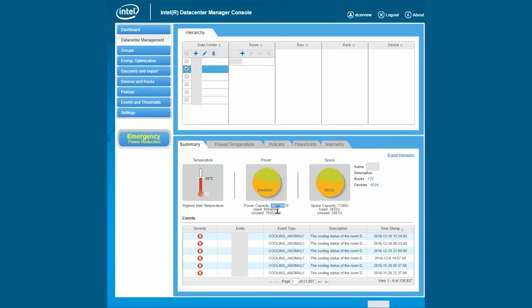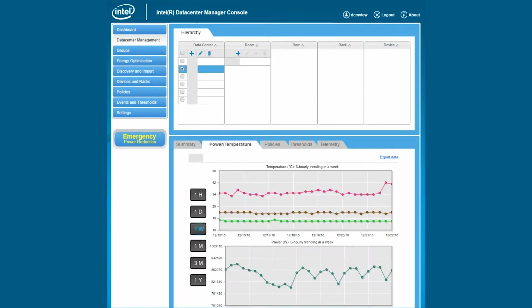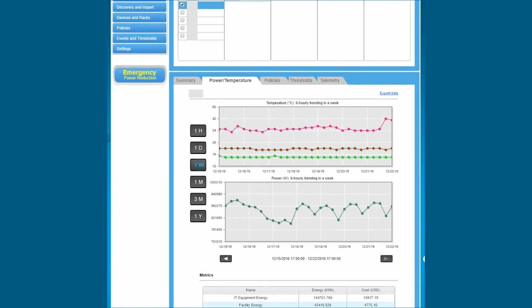So the server that is sensing the highest temperature out of all devices that we have is seeing 34 degrees in the front panel, and this is a very high number. And we are using about half of the space of this data center. Now, if we look at the trend, we might be able to see something interesting. So this is a weekly trend of the power consumption of this data center.